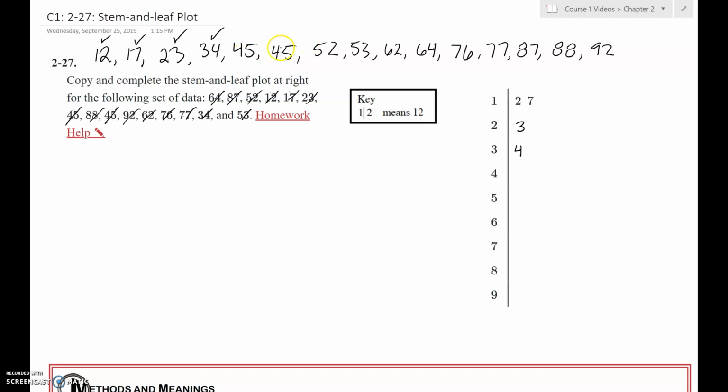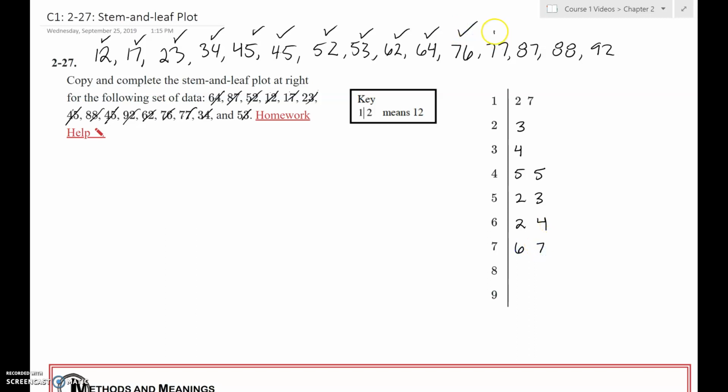No more 30s, so now the 40s. We have two 45s, so it would be 45 and then 45. That's two 45s. And then 52. See how I'm trying to line these up too? Line up the second one. So 52, and then there's a 53. So 62 would be 62, 64. So 62 and 64. 76.